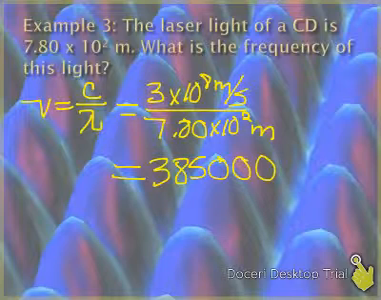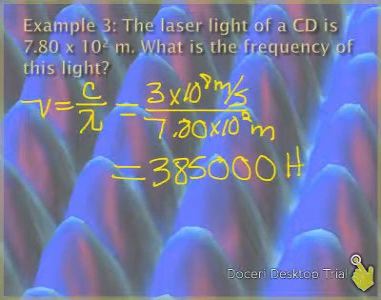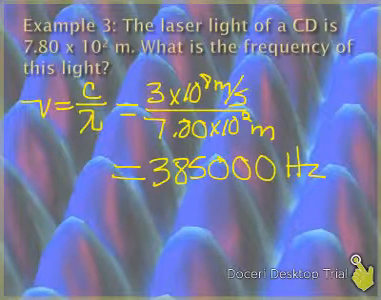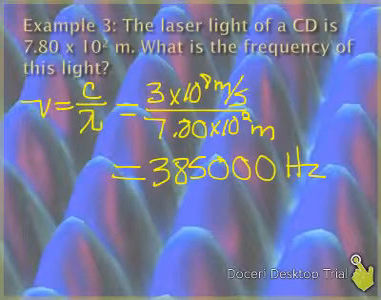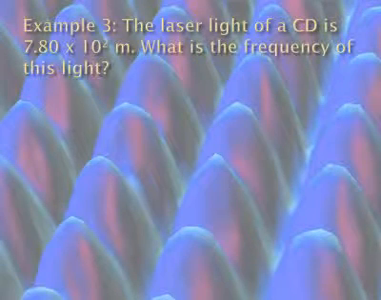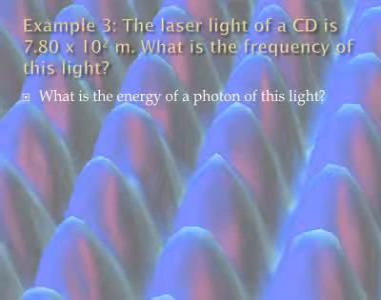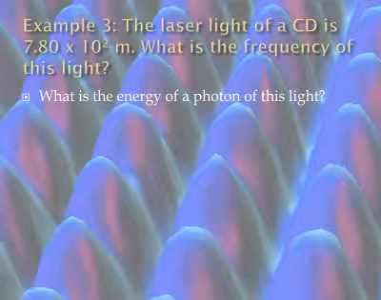And what's my unit going to be? Hertz. That's not so bad, correct? That was an easy 3-variable one, but we're going to continue, because if you look on your notes, we have A, B, C, and D, correct? All right, so let's look at B now. B says, now that you know the frequency, let's solve for the energy of a photon of this light.